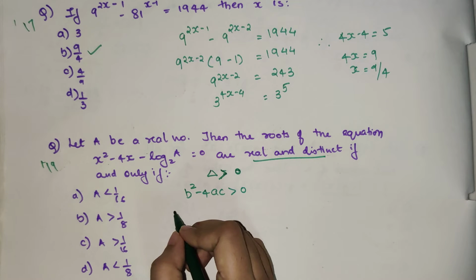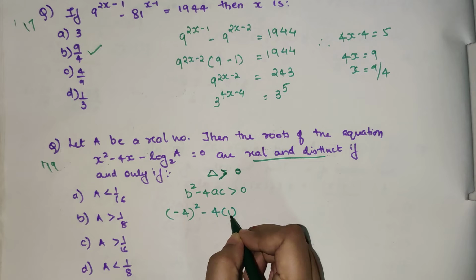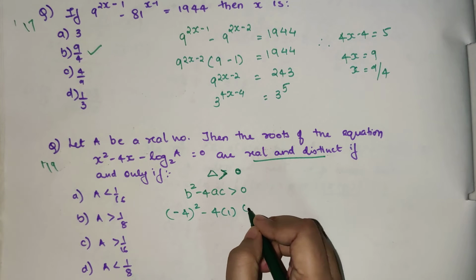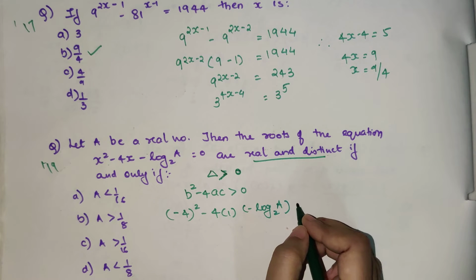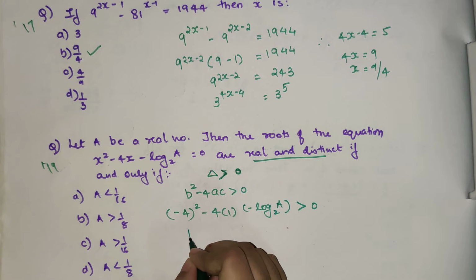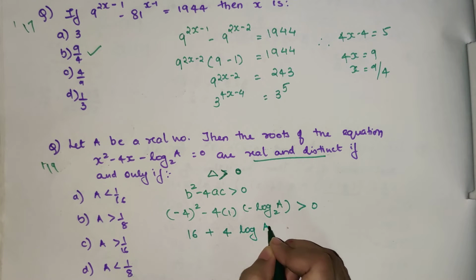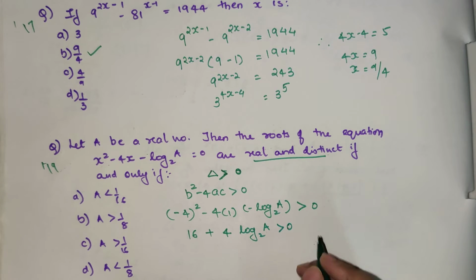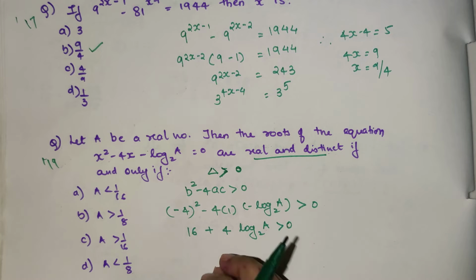So now what is your b? That is negative 4, the whole square, minus 4 into 1, which is your a, and minus log of a to the base 2 is your c, which has to be greater than 0. So now solving this further, we get 16 plus 4 into log of a to the base 2 is greater than 0. Okay, so now you saw in this sum also log came into the picture.